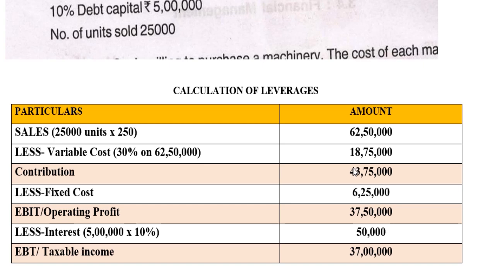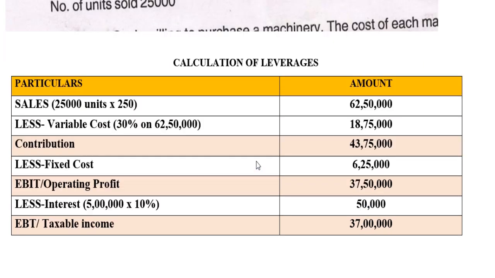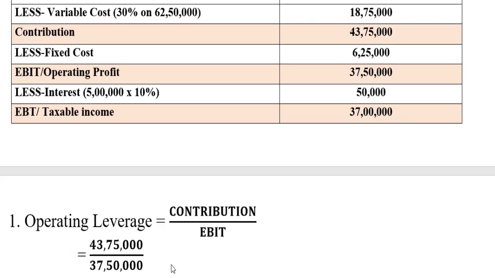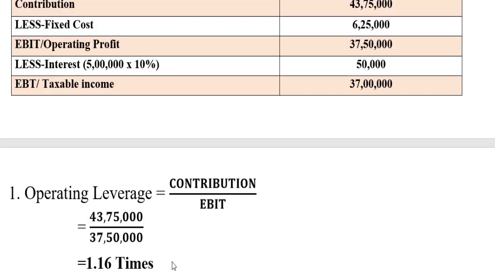There are three types of leverages. The first one, you calculate operating leverage. What is the formula? That is contribution divided by EBIT. What is the value of contribution here? 43,75,000. And what is the value of EBIT here? 37,50,000. So 43,75,000 divided by 37,50,000, you will get 1.16 times.